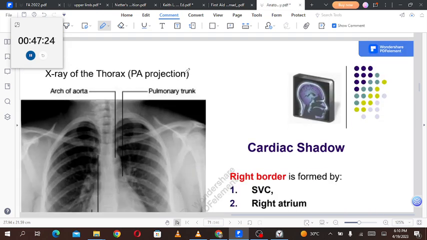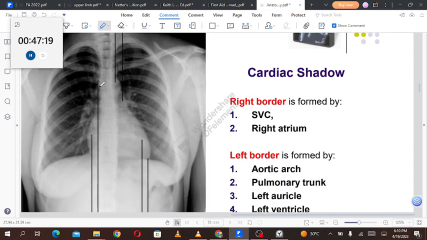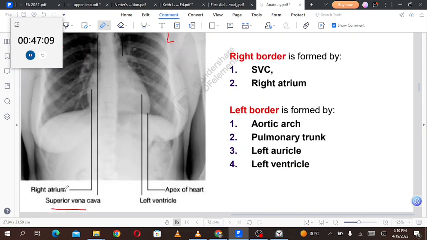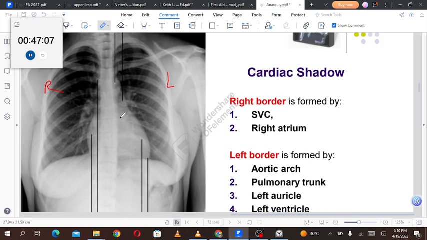Then we have the X-ray of the thorax, that is the posterior anterior projection. You have to remember, moving from here all the way in this direction, what are the structures which we encounter? This is the right side, and here we have the left side. On the right side, the most superior structure is the superior vena cava. Then we have the right atrium. Then there may be the inferior vena cava as well.